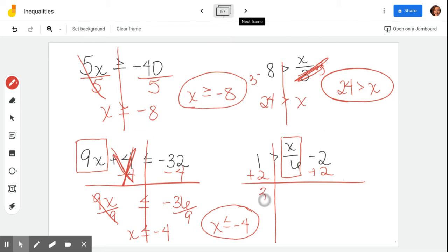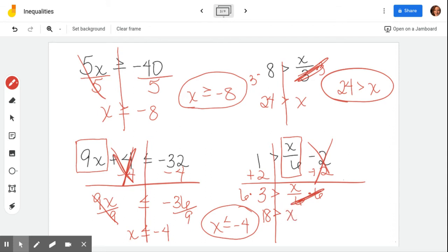That gives me 3 is greater than x over 6 minus 2 plus 2. Bye-bye. Now back to my variable. Fraction means divide. The opposite of dividing is multiplying. So to cancel out that divide by 6, I'm going to multiply by 6. Keep it balanced, so do it to the other side as well. 6 times 3 is 18. Bring down my greater than. Those cancel and just give me x.